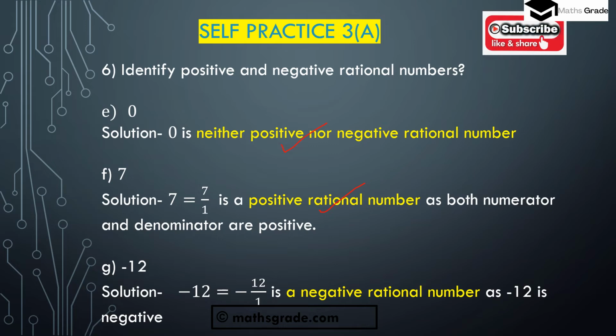G. Minus 12. We can write minus 12 as minus 12 divided by 1. Here the numerator, minus 12, is negative and the denominator, 1, is positive. So this is a negative rational number. Minus 12 is a negative rational number.